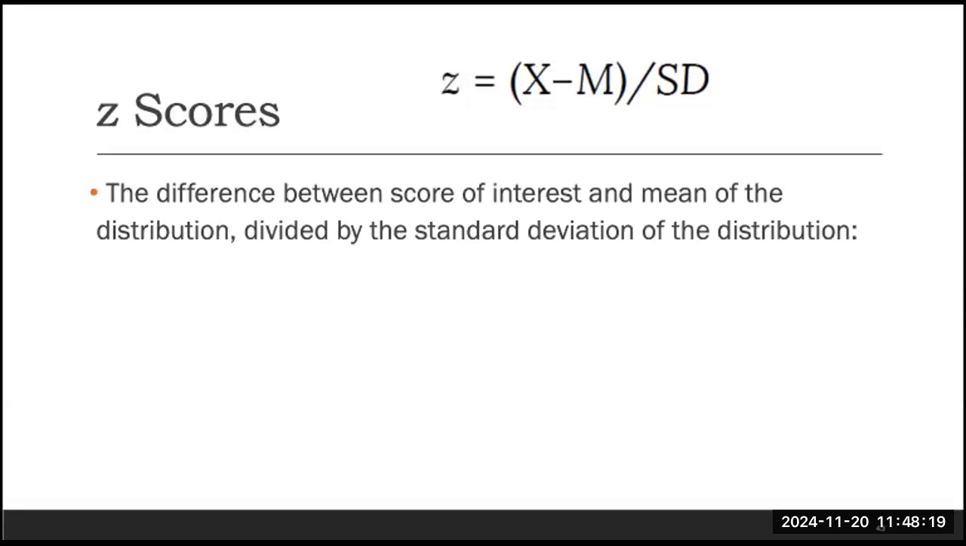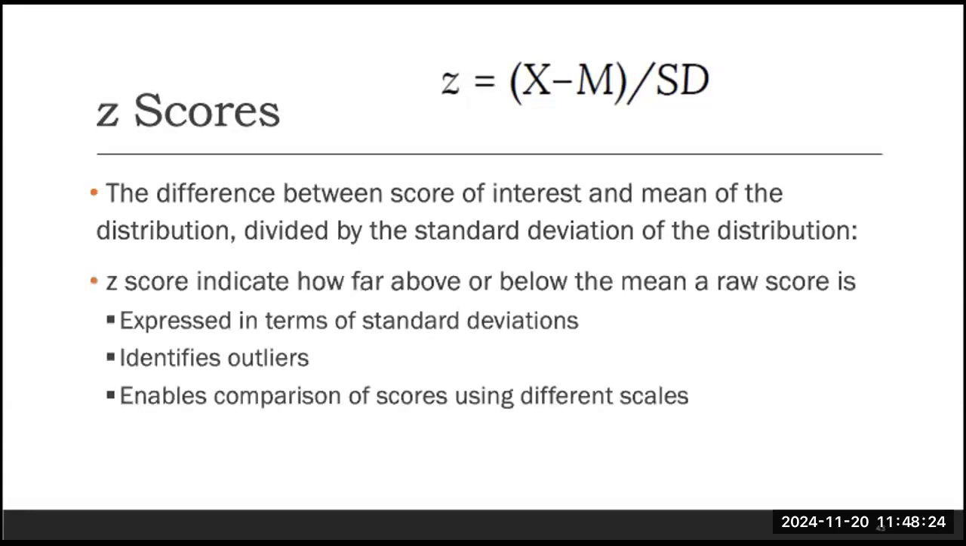Z-scores are important because they can equate two values from two completely different data sets that have different unit amounts. Because when you are dividing by the standard deviation, you're taking the unit component away from it, right? So what the z-score does is it gives you an idea of how far above or below a mean the raw score is, right? It's expressed in standard deviations. It can help you identify outliers, and it helps you compare scores from different scales.